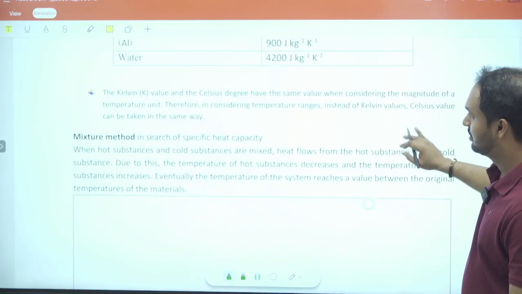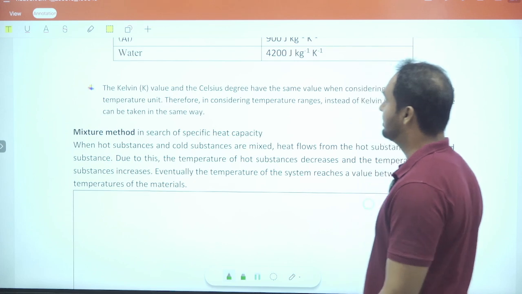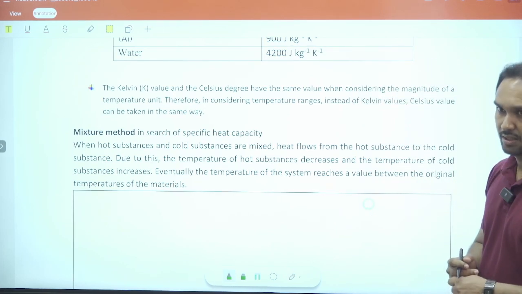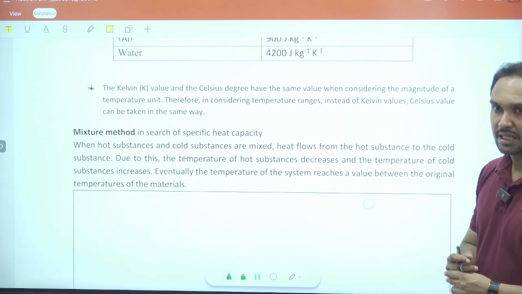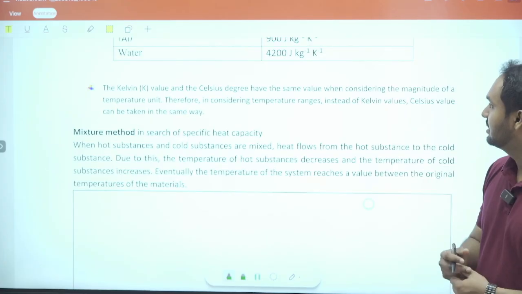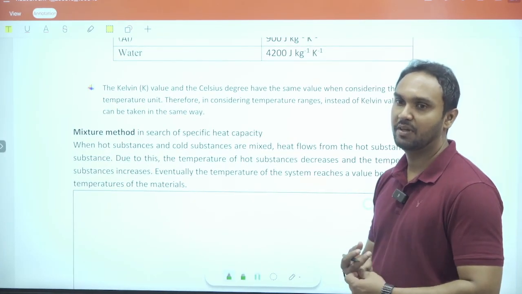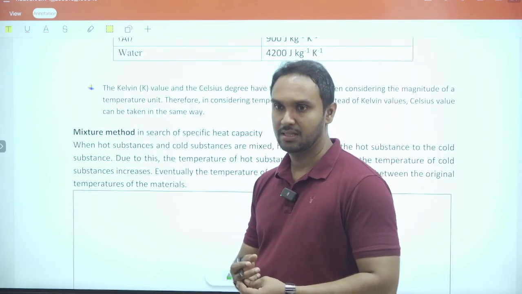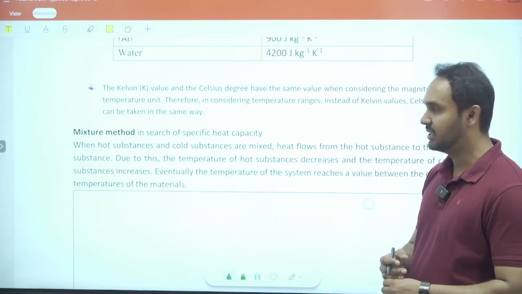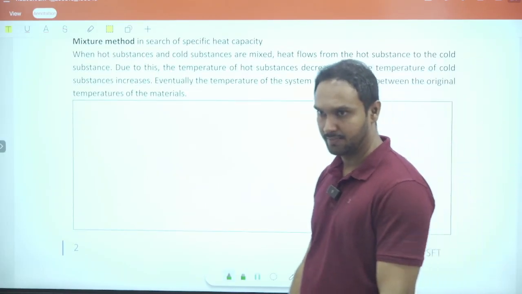Now this says what we discussed. The Kelvin value and the Celsius degree have the same value when considering the magnitude of a temperature unit, right? So when considering temperature ranges, instead of Kelvin values, Celsius values can be taken in the same way, because it will give the same difference. For the temperature, you can put Kelvin or Celsius, right?